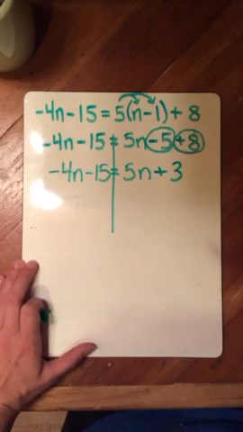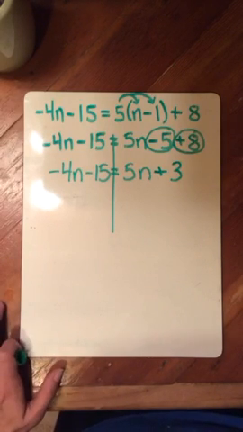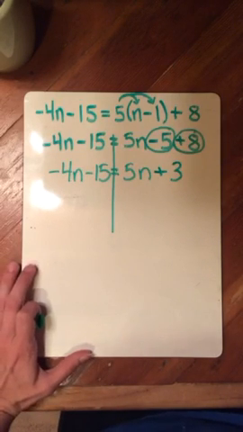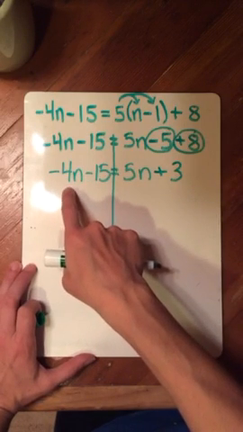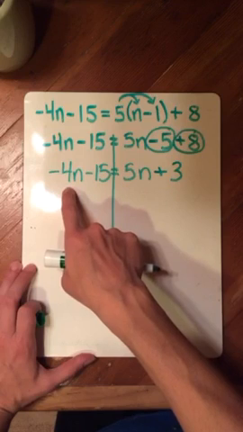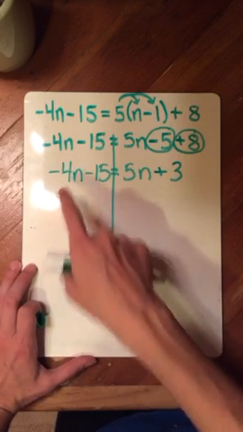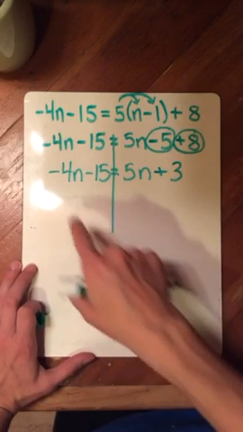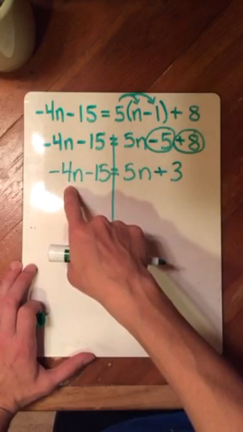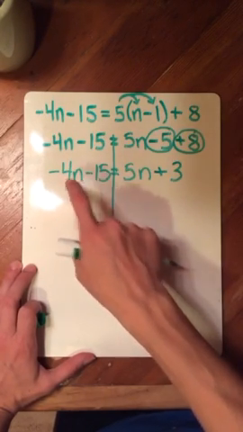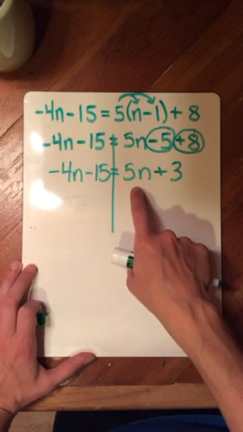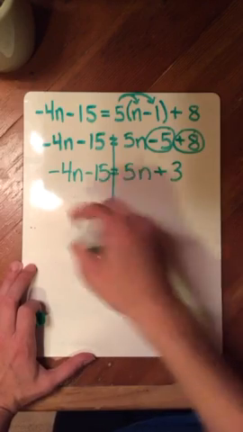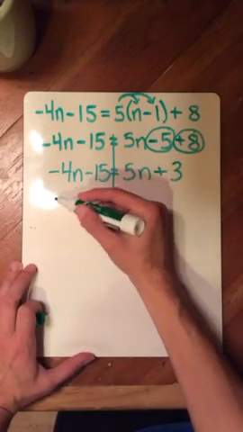Step 3 is to see if there are variables on both sides of the equal sign. In this case, there are. There's a variable term here and a variable term here. We want to eliminate one of them. We do that by doing its inverse. The inverse of negative 4n is positive 4n. The inverse of positive 5n is negative 5n. I want to keep the variable term positive if possible, so I'm going to add 4n to each side.